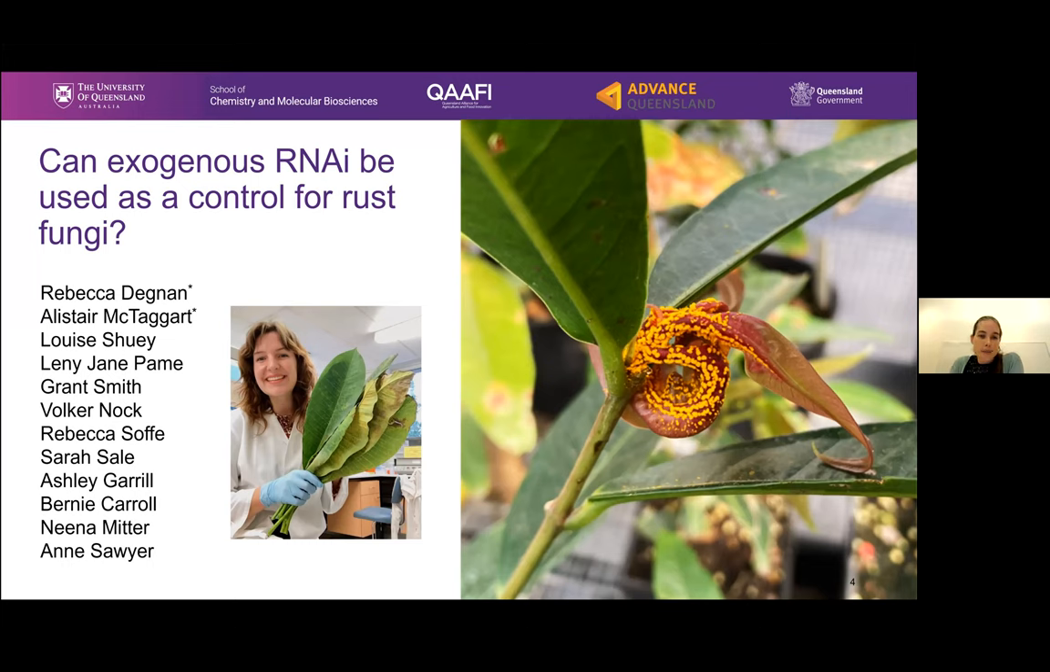And so the work I'm going to be presenting here was the basis for Rebecca Degnan's honours thesis. And we've just submitted it for publication, so hopefully you'll see it come out very soon. And I've just listed all the authors involved. So it was a collaboration between UQ and DAF and also researchers from New Zealand.